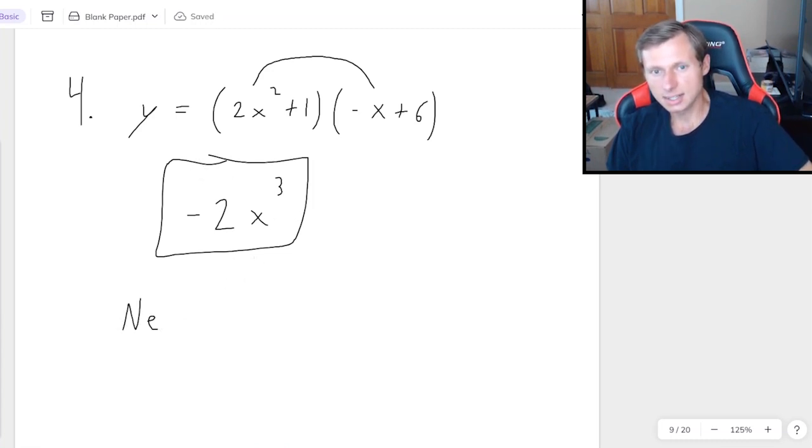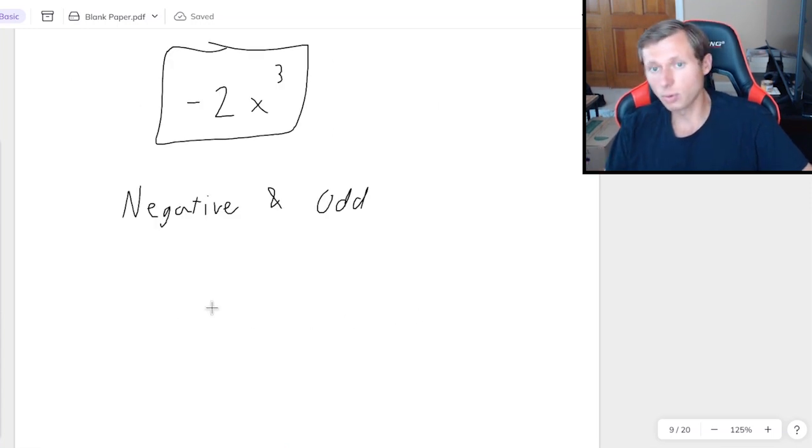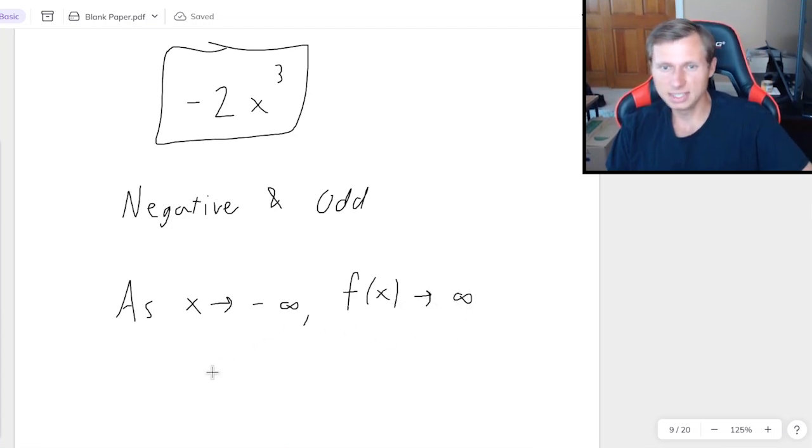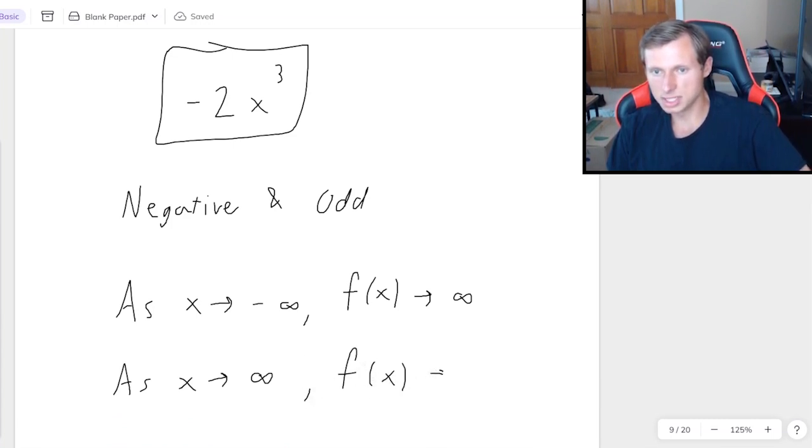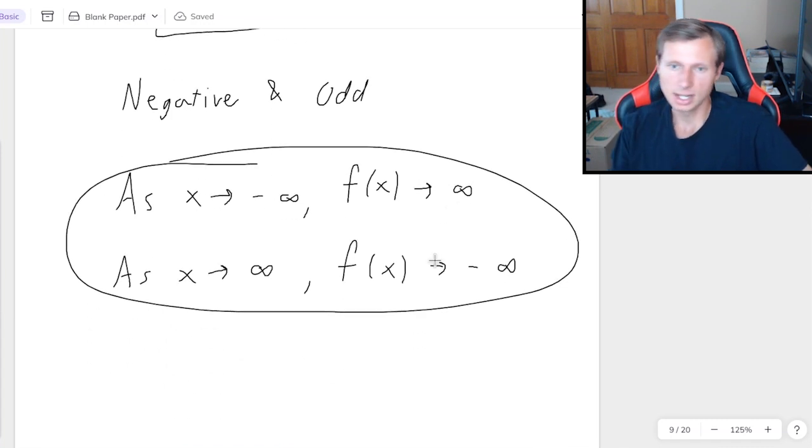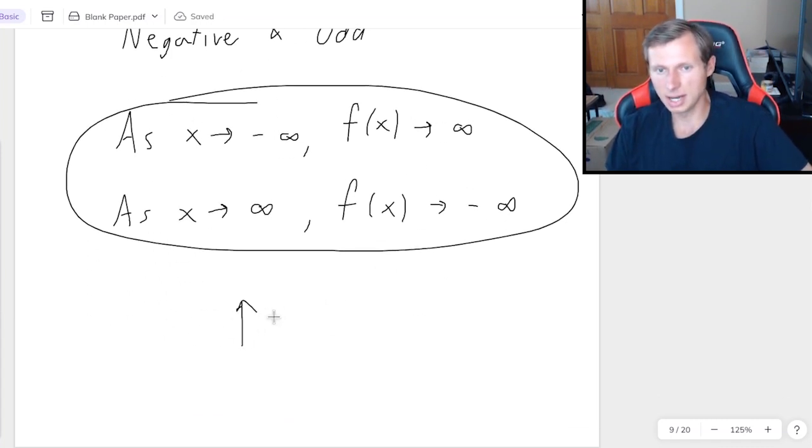This is the negative and odd degree case, and so therefore the answer is as x approaches negative infinity, f of x approaches positive infinity, and as x approaches positive infinity, f of x approaches negative infinity. And there's the answer, and with the arrows, it's going to be up and then down. And that's all the questions I have for you today.